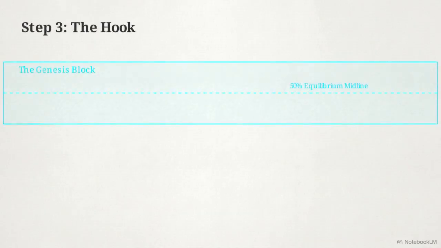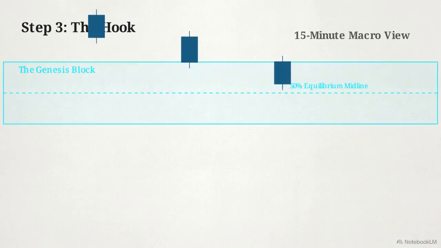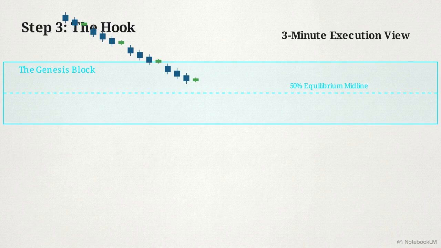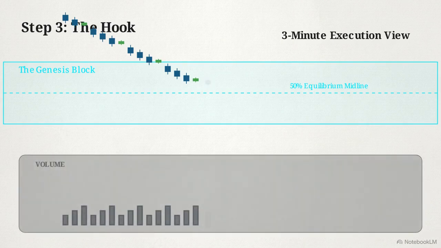Step 3 is the hook. The moment price reaches the cyan midline, we drop down from the 15-minute macro view to a granular 3-minute execution view. As price interacts with the midline, shift your attention directly to the volume indicator. We look for physical proof of liquidity absorption, signaled by a bright green volume surge bar, precisely as the wick taps our line. Volume suggests institutional activity, but alone is not a trigger.